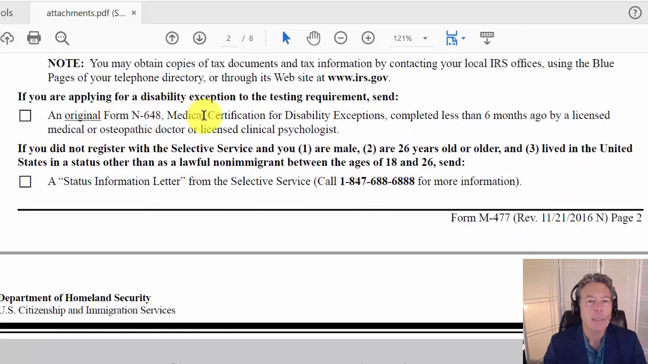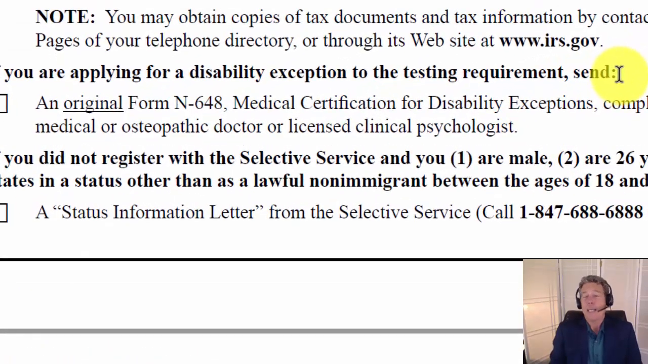If you're applying for a disability exception to the testing requirement. So you're going to get tested in civics and you're going to get tested in English language. And some people can't speak English and they can't learn civics because of medical disabilities, where there's a whole separate track that you want to go down to prove a medical disability, which is very difficult to do, by the way. But that whole thing I'm showing in a different video.